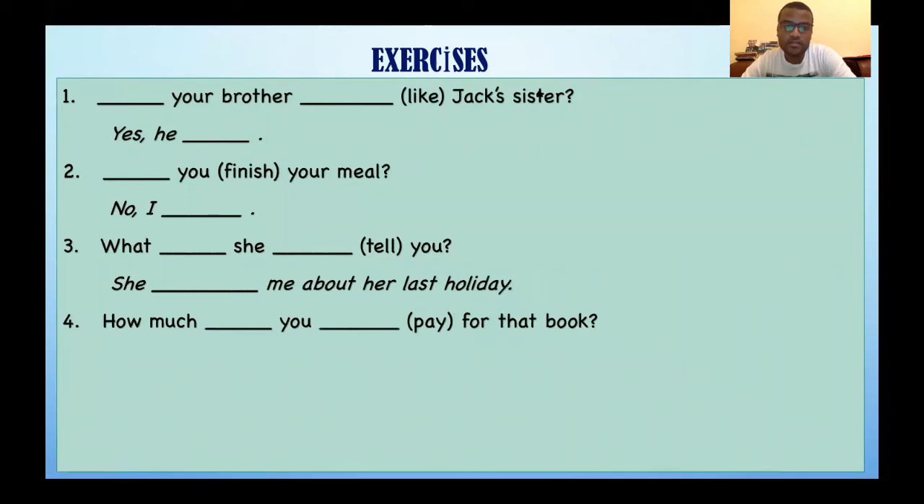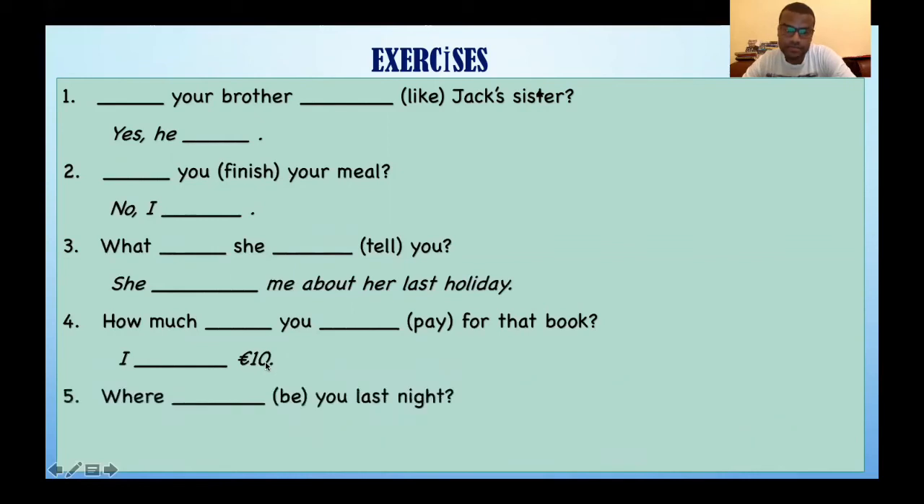So how much did you pay for that book? We are going to put did plus the subject you and the verb in infinitive, pay. And then we are going to conjugate the verb pay here. I paid. The past of the verb pay is paid, $10, or euro, I think. Where were you last night? Then we are going to conjugate the verb.